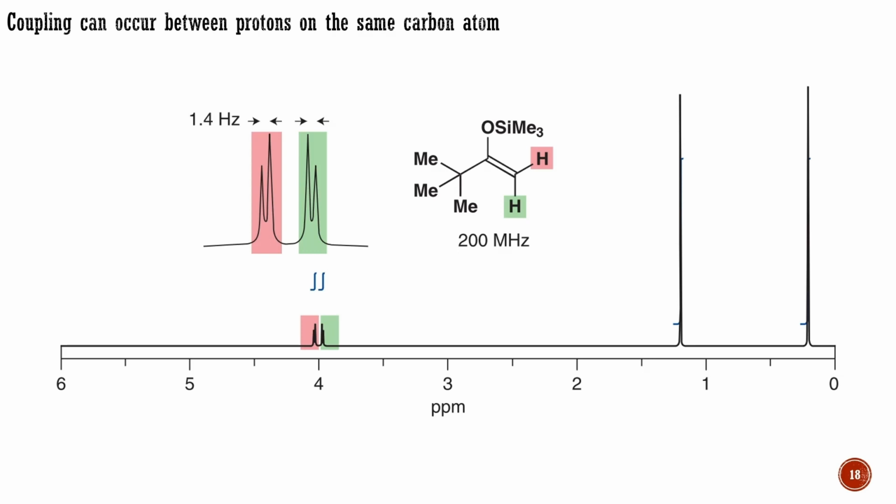Here's the spectrum of a silylenol ether you met earlier. The small 1.4 Hz coupling is a coupling through 2 bonds between 2 protons on the same carbon that are different because there is no rotation about the double bond. The coupling through 2 bonds is alternatively called geminal coupling.